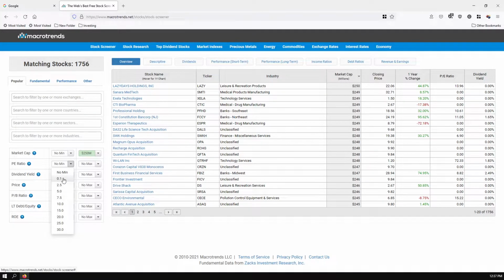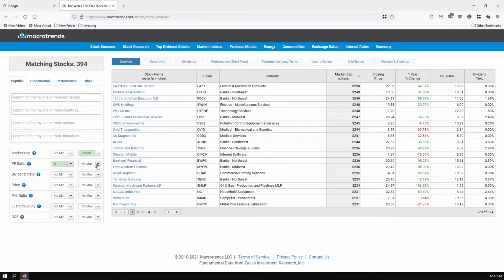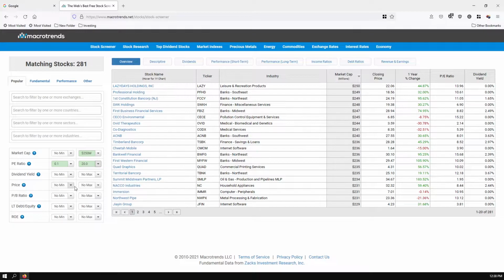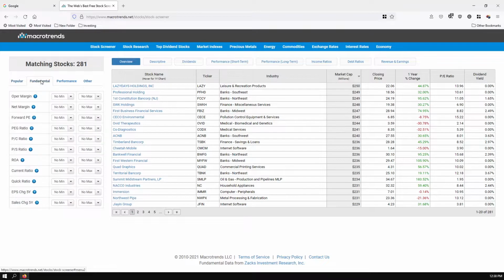If you leave it no minimum, it'll show you a lot of companies with zero PE ratio, which means that they have negative earnings. The maximum, I'd like to stay below 15, but if there are a couple that are pretty close, I'll just put 20 as the max. Price doesn't matter. If you want a dividend, I didn't really care for that, but you could put that there. Everything else on that page looks good.